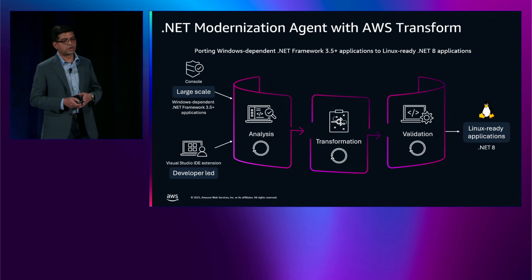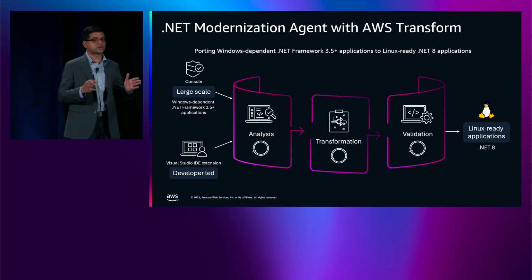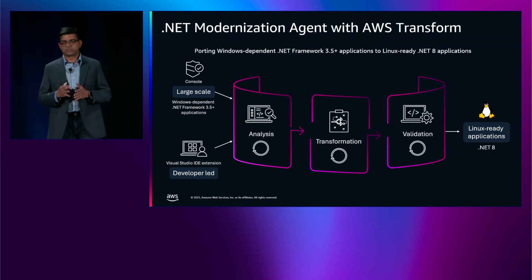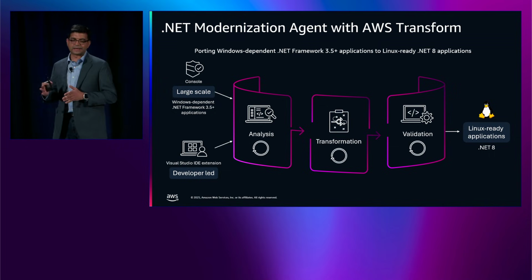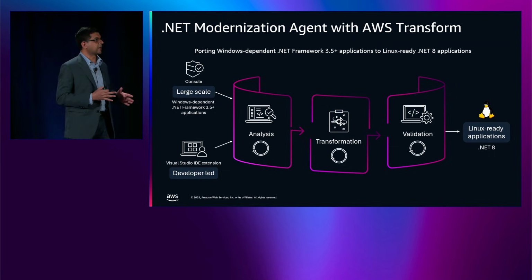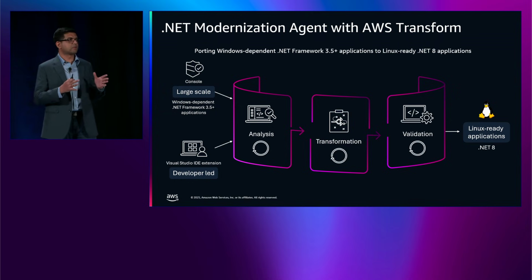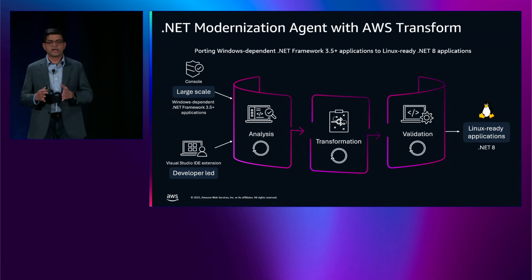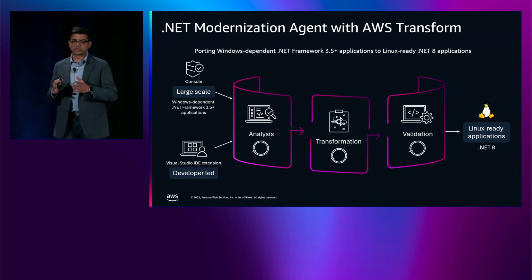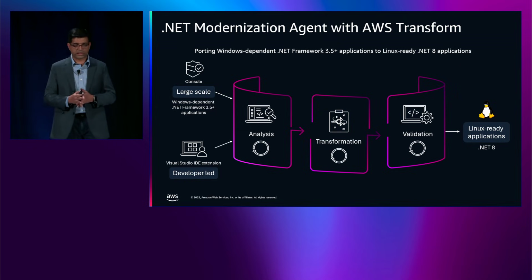Before going to that, I also want to expand on how the AWS Transform for .NET follows through the three critical stages, right? So the first step is the analysis phase. So basically what it does is it looks at the existing Windows dependent application, identify the components which need to be modified for Linux compatibility.